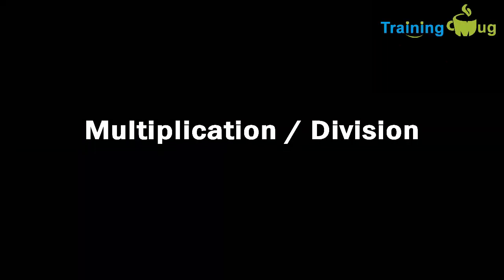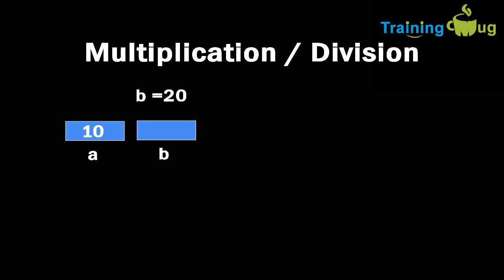So let us look at the other approach using multiplication and division. In this also we are taking the same two numbers, a is 10, b is 20. So initially a contains 10 and b contains 20. In this approach, first we do multiplication, that is a is equal to a into b, then 10 into 20, the result is going to be 200. Now this 200 value we're going to store in a. So a value was 10, now it will be replaced with 200.